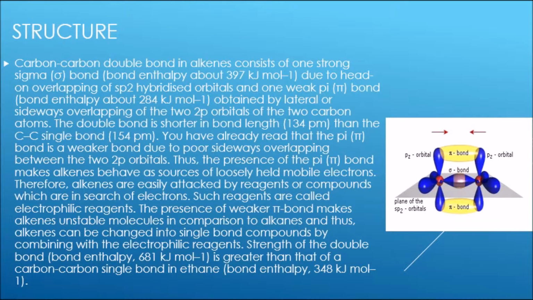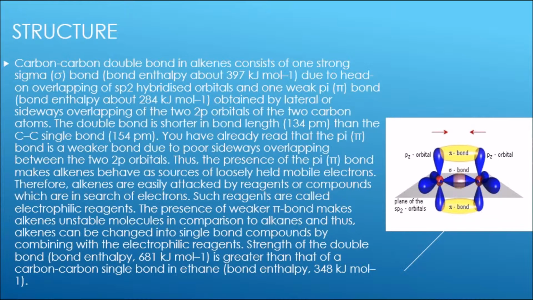154 picometer. You have already read that the pi bond is a weaker bond, due to poor sideways overlapping between the two 2p orbitals. Thus, the presence of the pi bond makes alkenes behave as sources of loosely held mobile electrons. Therefore, alkenes are easily attacked by reagents or compounds which are in search of electrons. Such reagents are called electrophilic reagents.